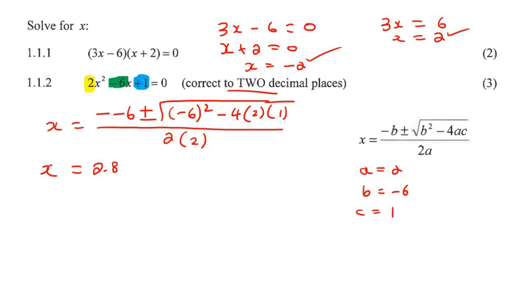And then your other answer would be just where you change the plus to a minus, for example, over here. Okay, and that one is 0.18. 0.18. And then in between here, we should be saying or. So x equals 2.82 or x equals 0.18.